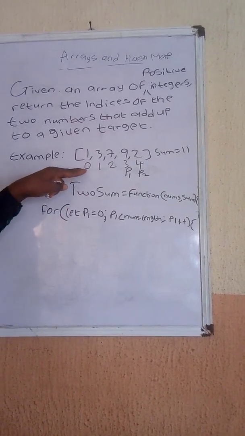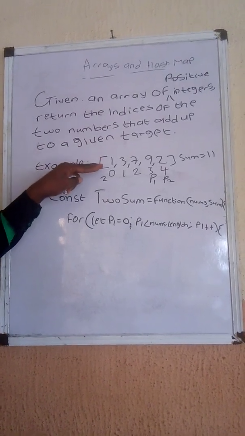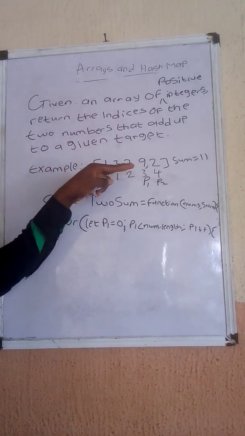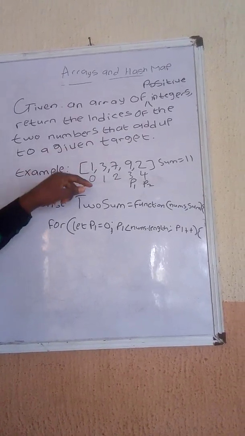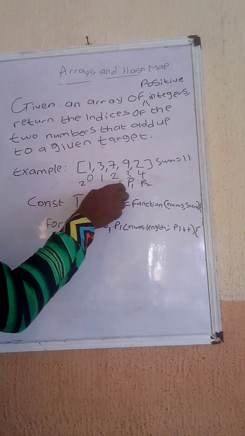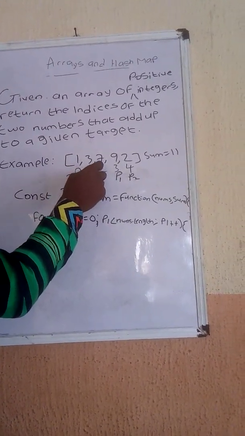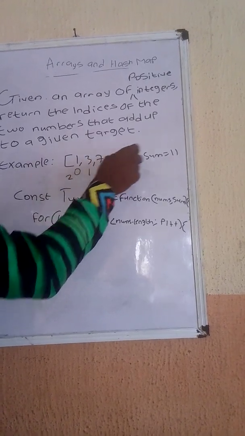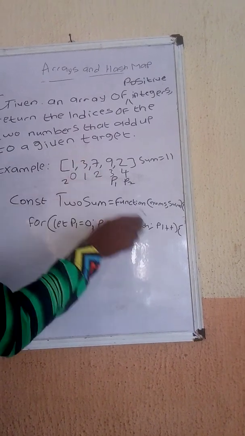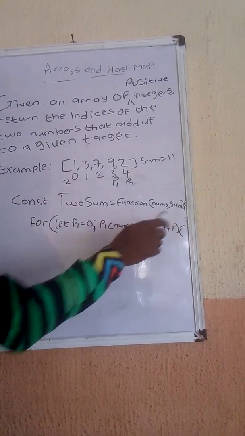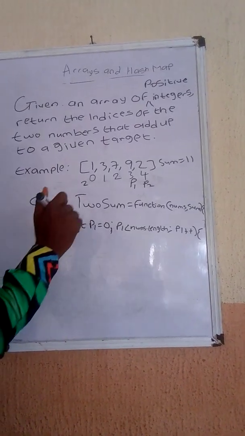So for every iteration, as P1 is moving, we are incrementing it. P1 was here at 0. If we calculate and see that we couldn't find our sum, we move P1 forward by 1, which is 0 plus 1. If P1 initially was at index 2 and we couldn't find our sum there, we move P1 forward by 1, 2 plus 1. That's what P1++ is.